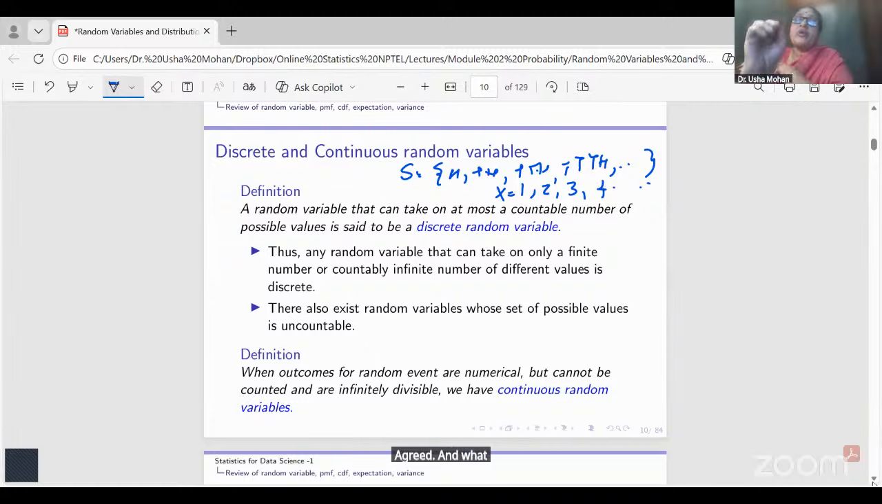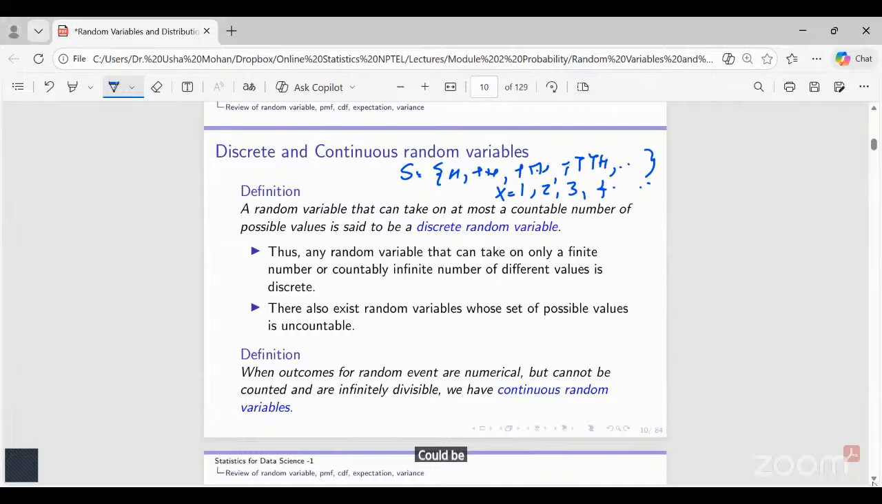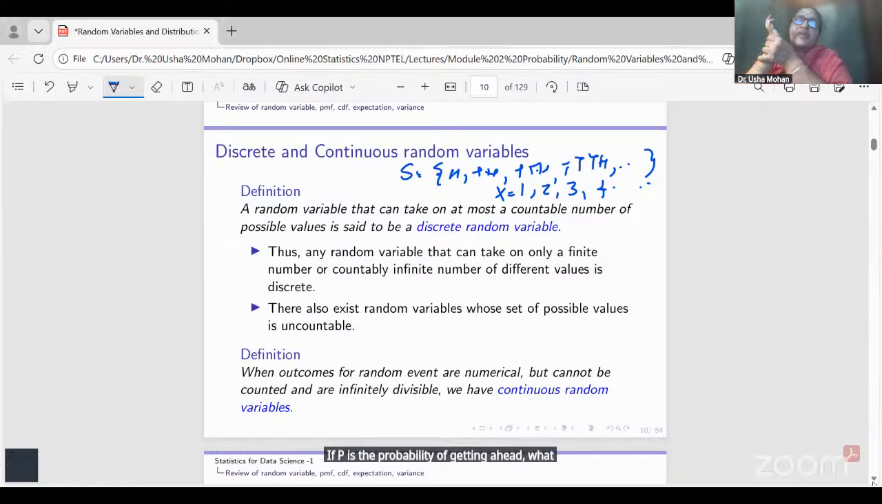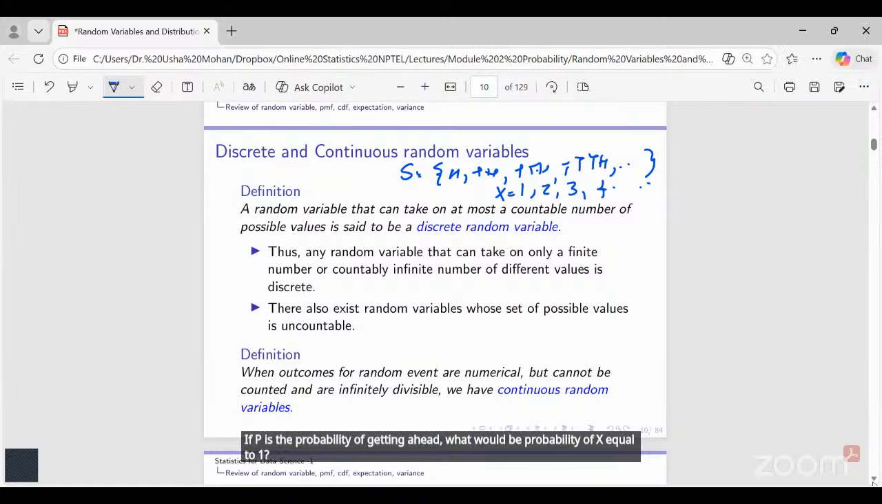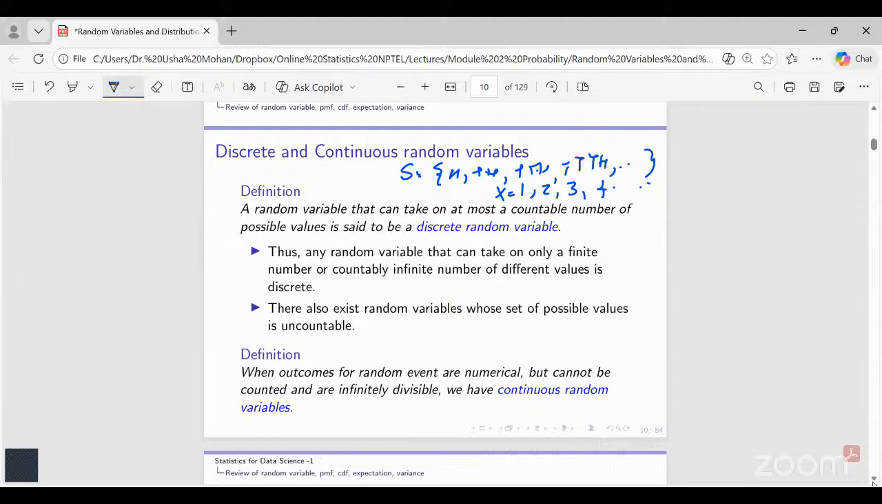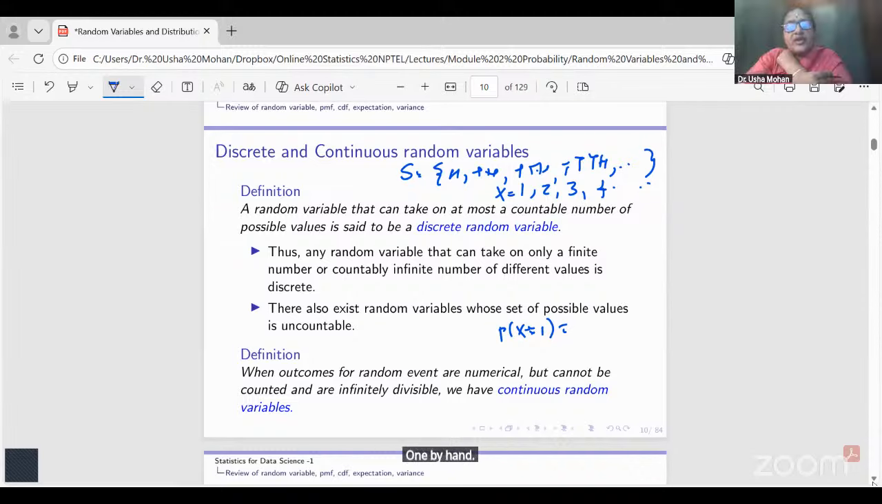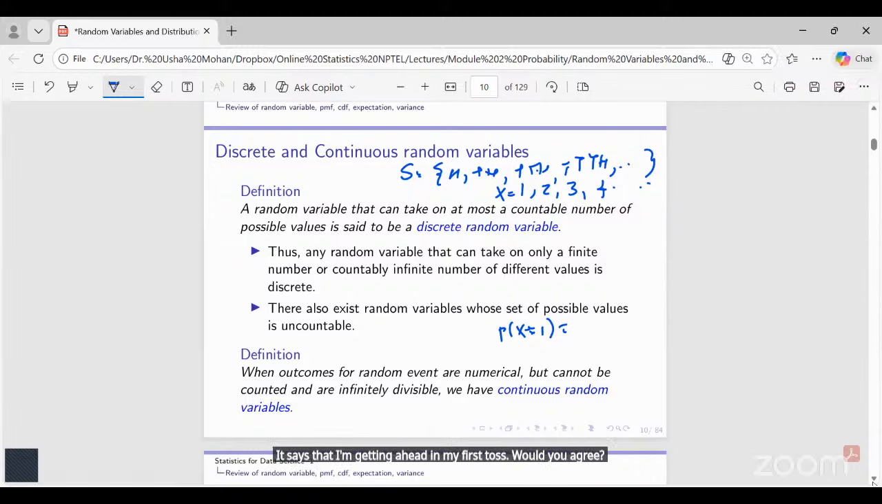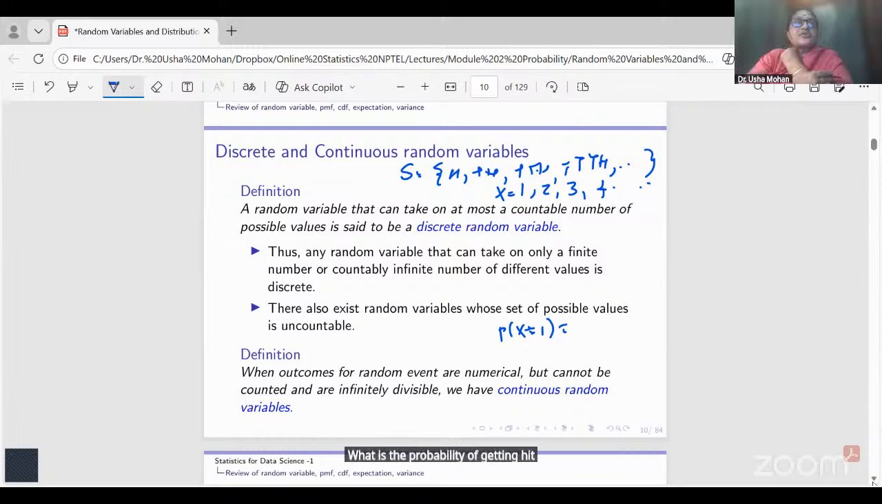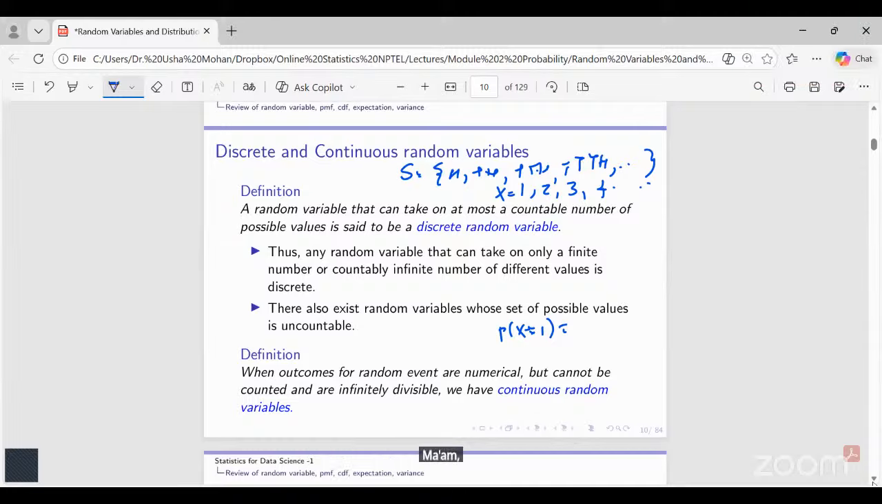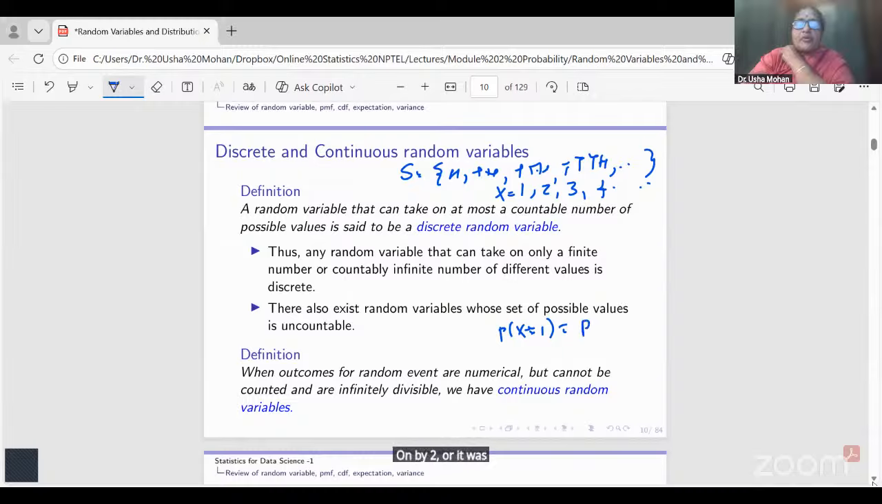And what is the probability with which x equal to 1? If p is the probability of getting a head, what would be the probability of x equal to 1? What does x equal to 1 mean? It says that I'm getting a head in my first toss. Would you agree? What is the probability of getting a head in the first toss? 1 by 2, or it is p if p is the probability of getting a head.